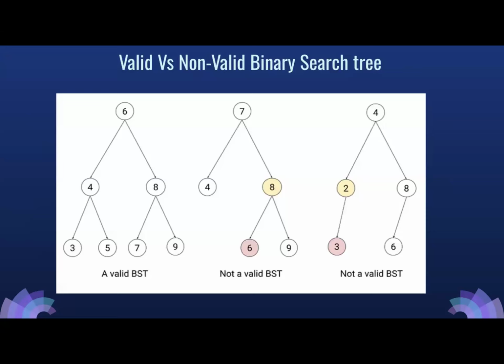And this is a diagram that I have here of a valid and not valid BST. So this would be valid, this would be invalid because we sent 6 down this way, invalid because we sent it to the 3 to the left side.